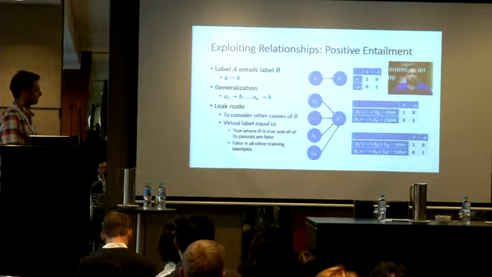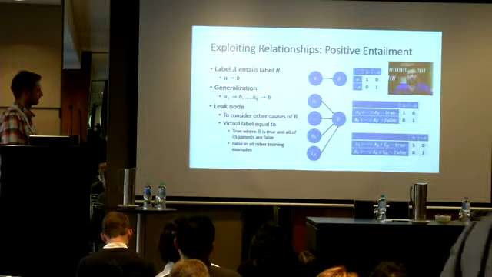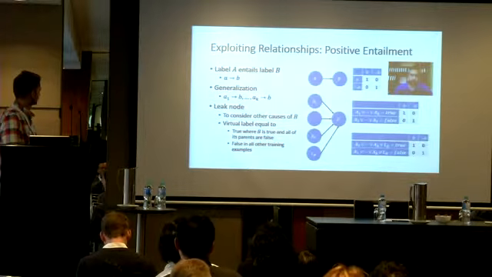We further introduce a leak node in order to cover other causes of B. This corresponds to a virtual label which is true when B is true and all of its parents are false, and false in all other examples.